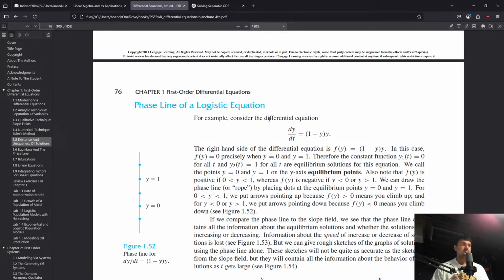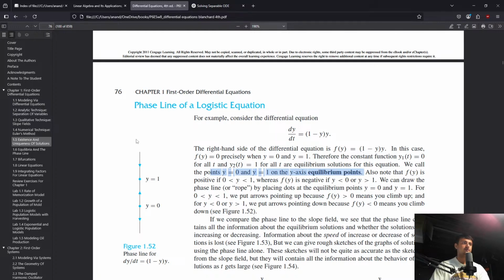Okay, this is the logistic equation. dy/dt is equal to (1 minus y) times y. So we're going to have two solutions, right? We're going to have y equal to 0 and y equal to 1 as our equilibrium solutions. Therefore, the constant functions are these two. We call the points y equal to 0 and y equal to 1 equilibrium points.